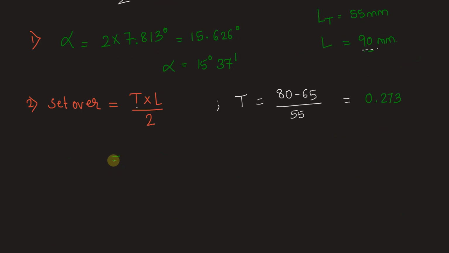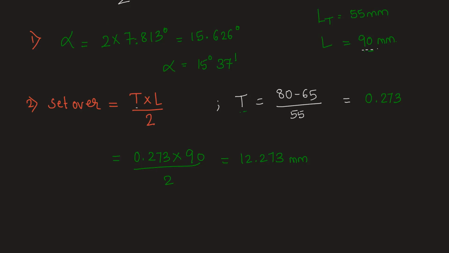Let's use the value of T and L from here to find out the setover. So we have setover will be 0.273 into 90 divided by 2. This amounts to 12.273 millimeters. Why millimeters? Because this is a ratio of lengths. It does not have any unit, and L has a unit of millimeters. So the unit of setover becomes millimeters.